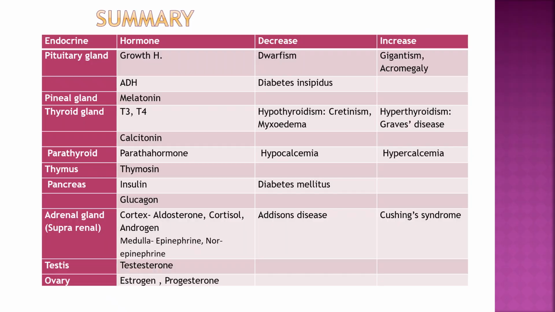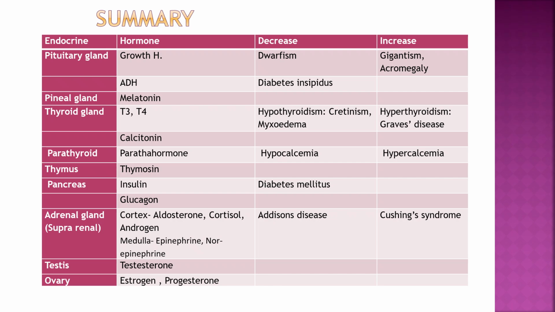So to summarize applied endocrinology, the pituitary gland produces growth hormone. The decreased level causes dwarfism or stunted growth, and increased level in childhood causes giantism. In adults it causes acromegaly, and the deficiency of ADH causes diabetes insipidus. Pineal gland secretes melatonin. Thyroid gland hormone T3 and T4 deficiency causes hypothyroidism. In infancy it causes cretinism.